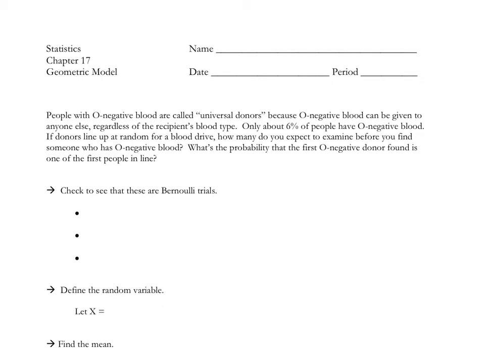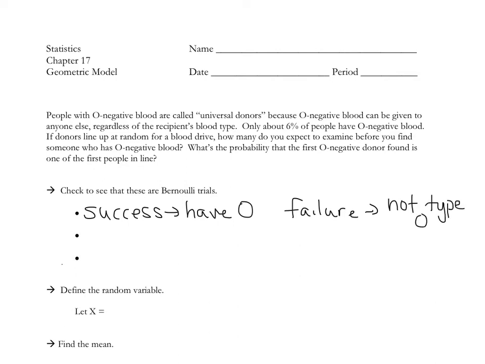First thing we need to do is check that these are Bernoulli trials. There are 3 conditions that we need. First, we have to make sure that we have a success. Our success is having O, and our failure would be not type O. Our second condition, we are going to find the probability. It says 6%, so P of having O is 0.06. There's a 6% chance for all donors that they will have O.